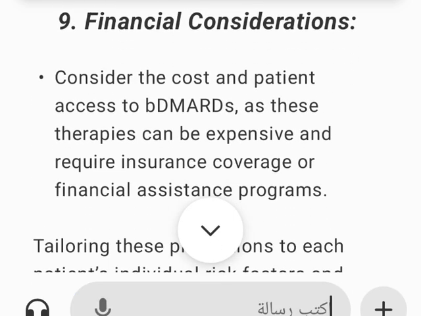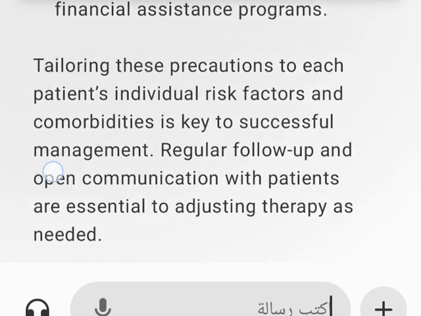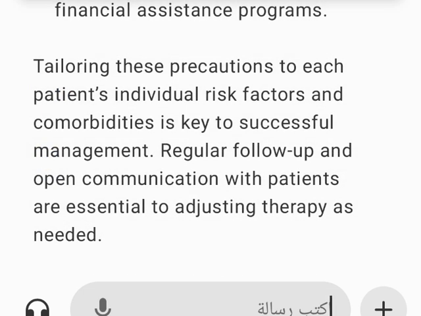9. Financial considerations. Consider the cost and patient access to BDMARDs, as these therapies can be expensive and require insurance coverage or financial assistance programs. Tailoring these precautions to each patient's individual risk factors and comorbidities is key to successful management. Regular follow-up and open communication with patients are essential to adjusting therapy as needed.